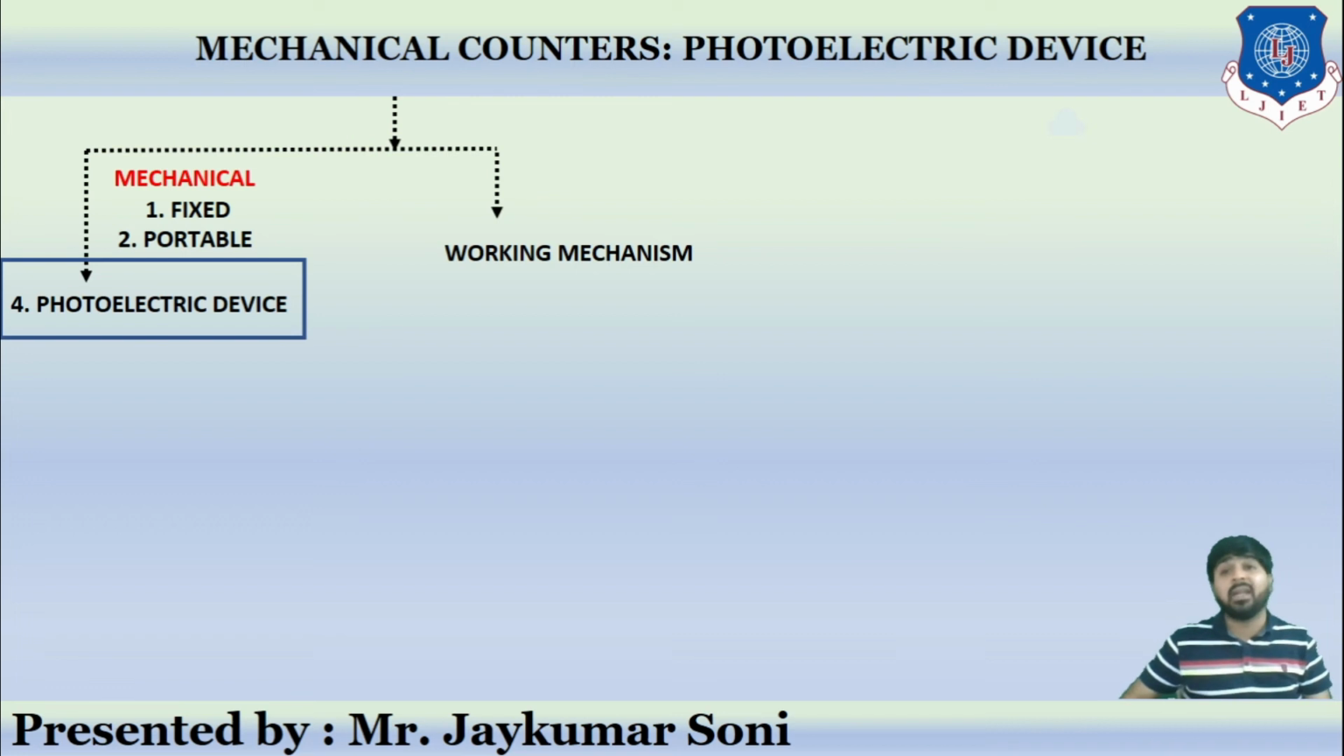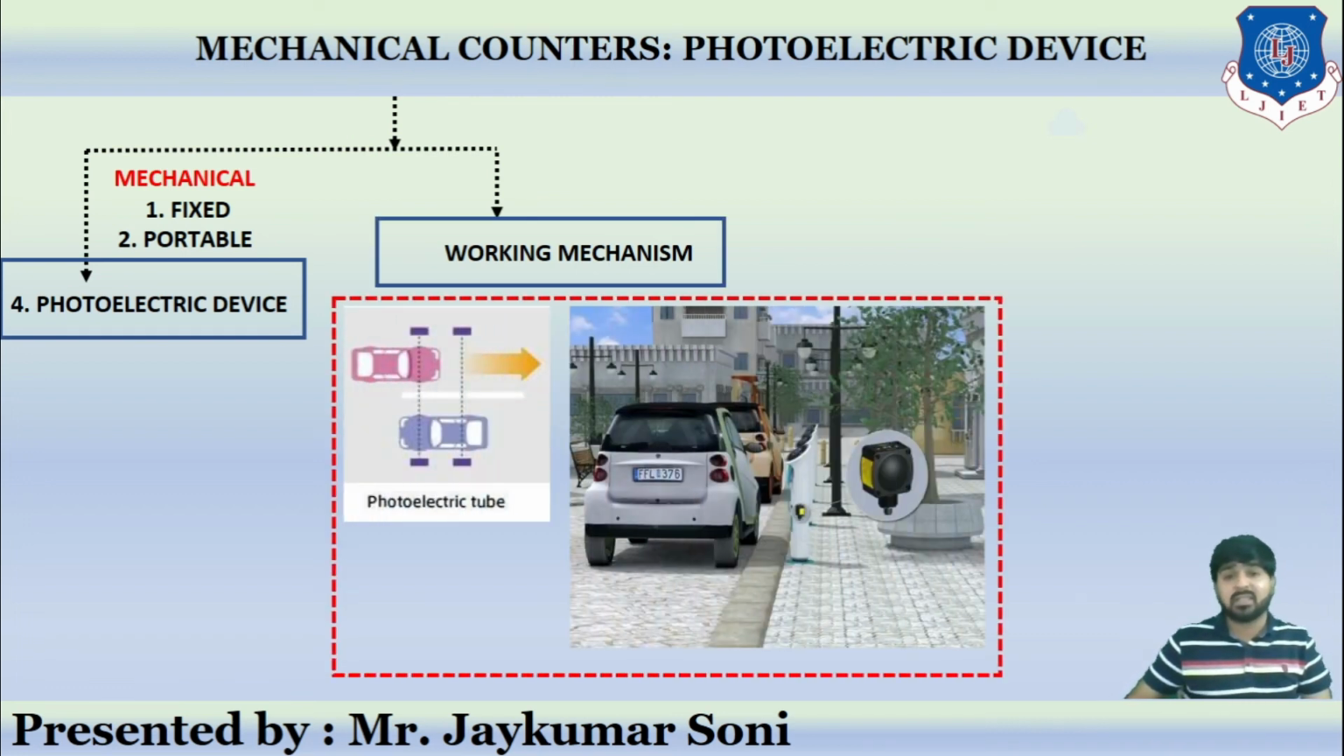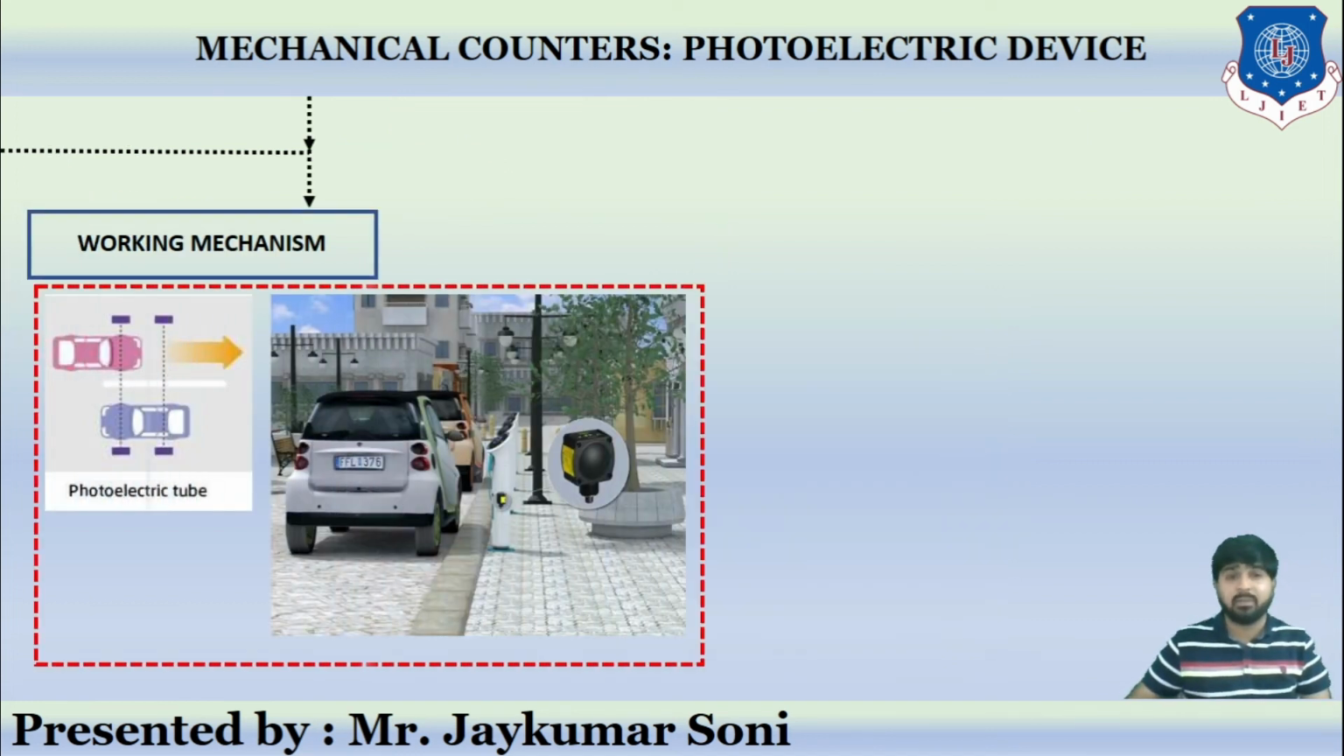Then comes the photoelectric device: photo plus electric plus device. How does it work? See, this is the device. Device 1, device 2, and these are the cars that are moving. It looks like this. This is the particular clamp, and here the electric contact devices are placed. How does it work? Let me tell you.